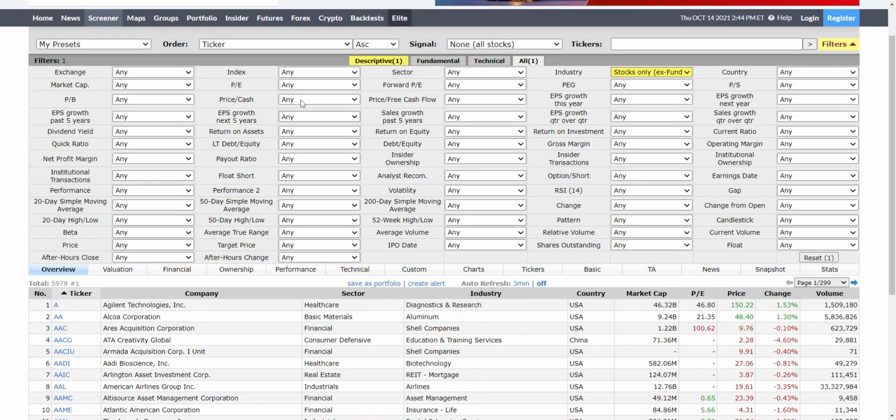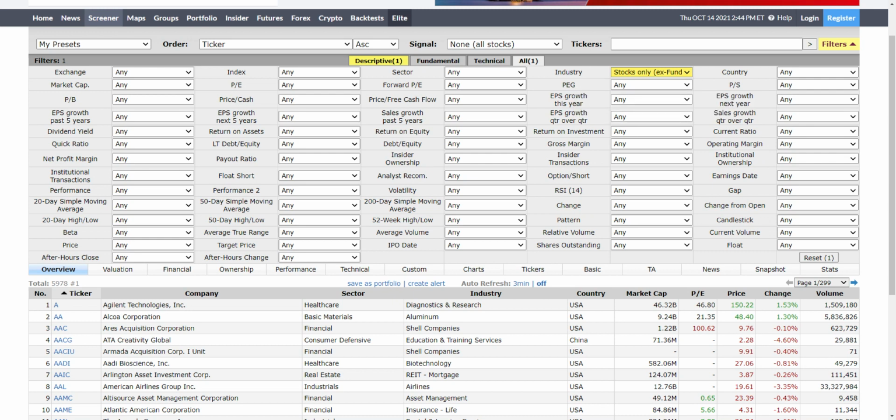As you can see, the number has been cut down dramatically, by 2K. After that, I'm going to fill out the PEG. What does the PEG mean? As you can see, it says price to earnings to growth. It is a ratio used to determine a stock's value while taking into account earnings growth.